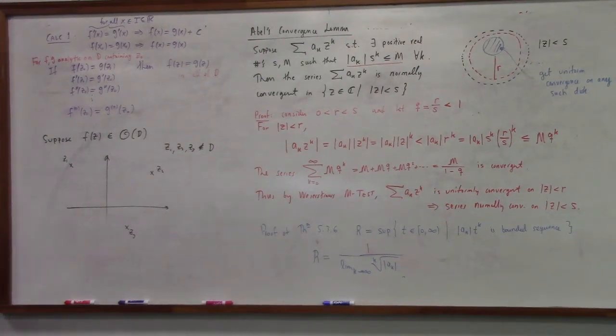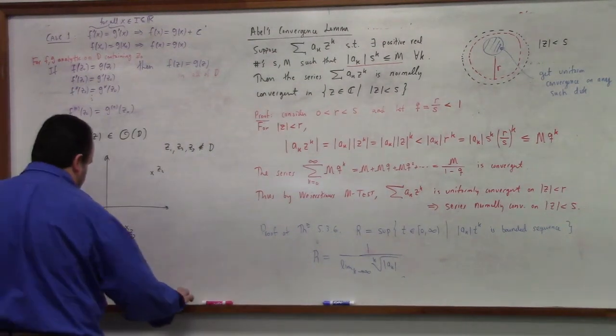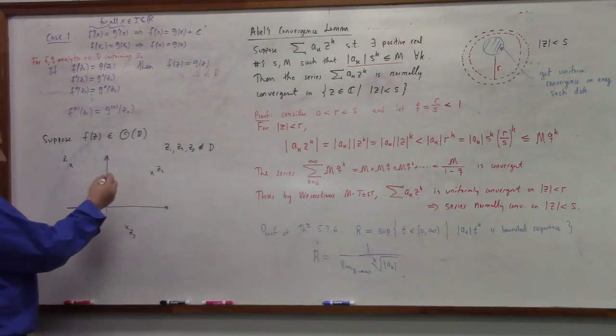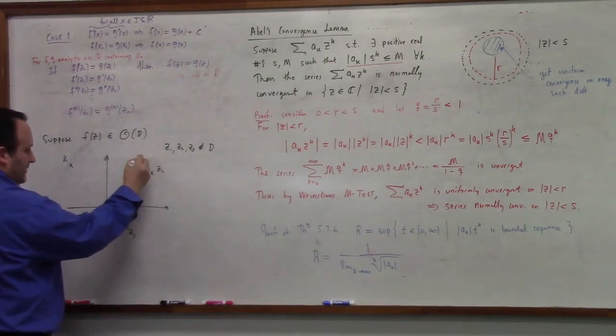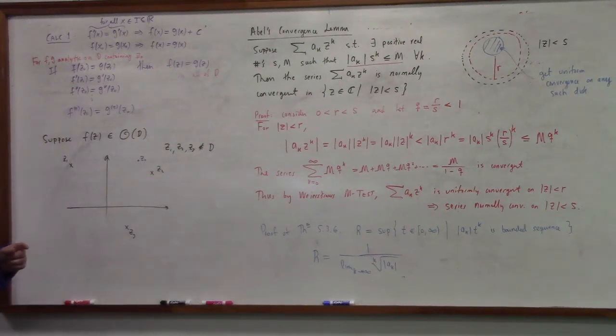What corollary 5.44 is saying is that if you expand this function as a power series about a point, right? Suppose this point right here. If this is your center for your power series, it says that the radius of convergence will be as big as it can be.